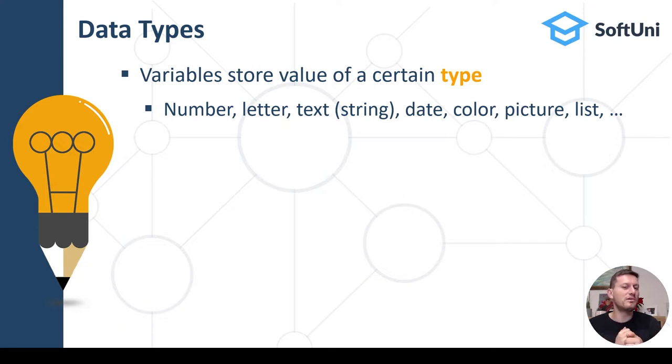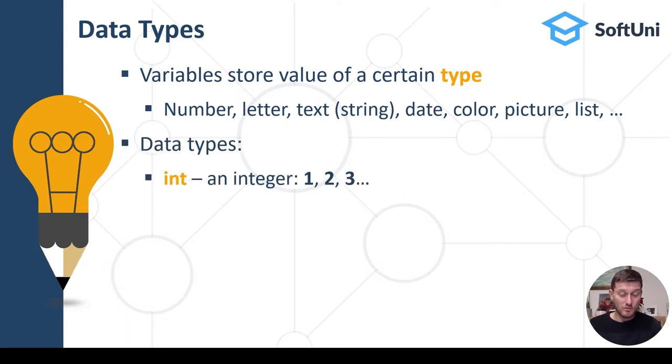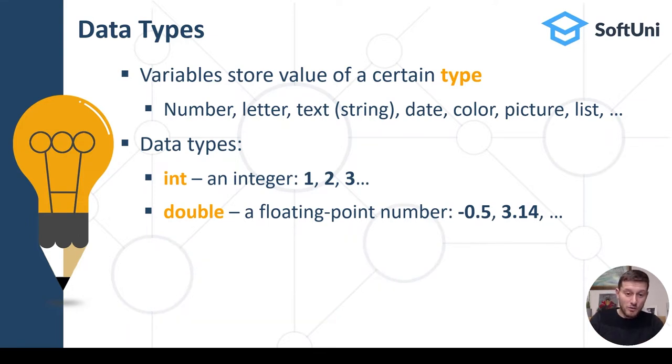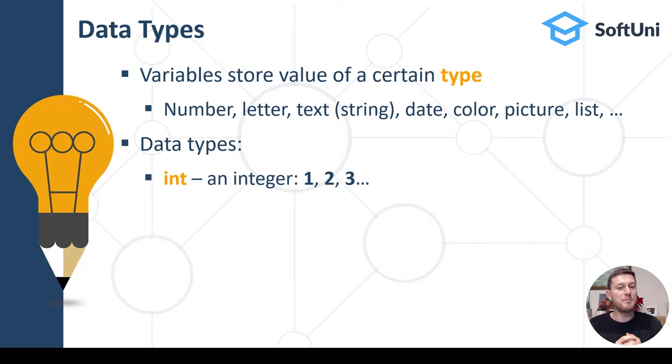So variables can hold numbers, letters, strings, texts, a date, a color, a picture, a list of customers, for example, or a video or some kind of data or objects. Data types in Java can be primitive types like int, float, double, boolean, or some more complex types like string, like array, like list. We'll mention all of them.